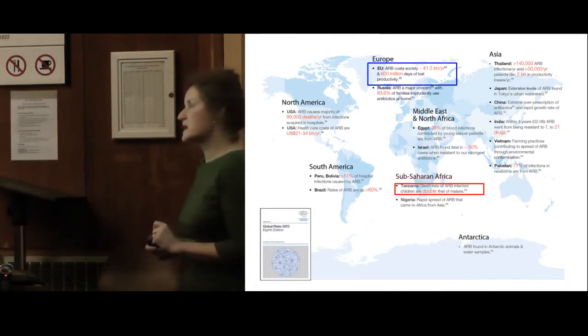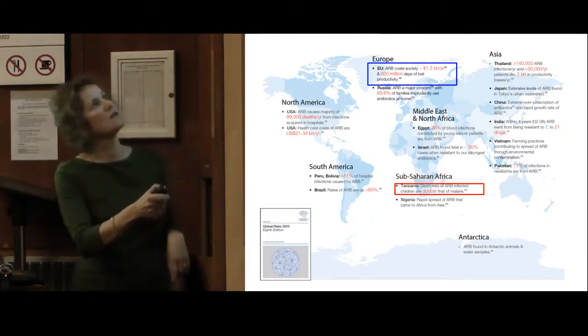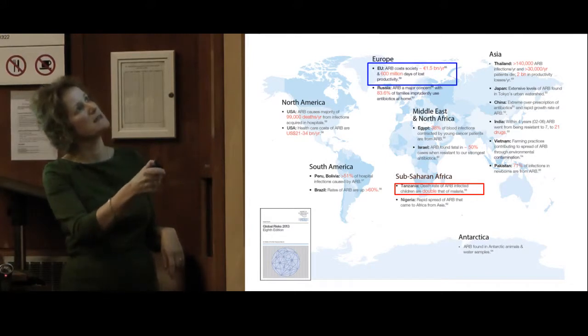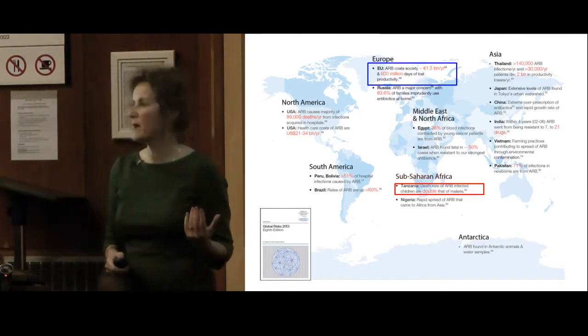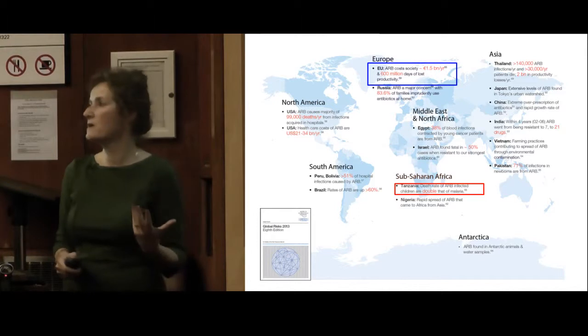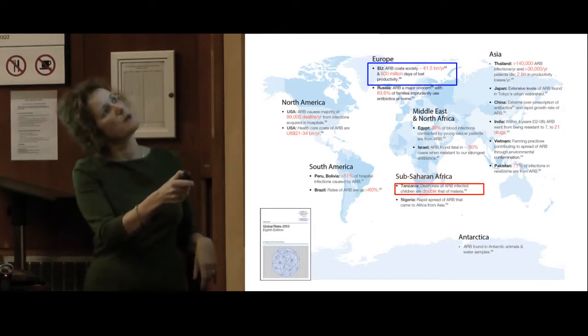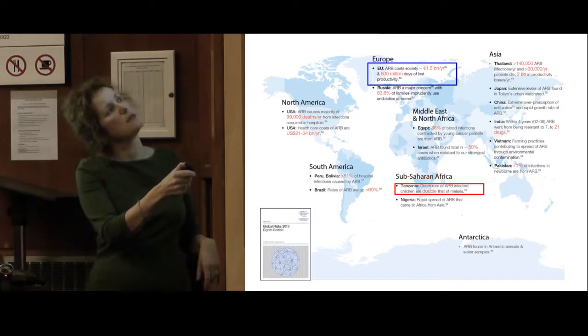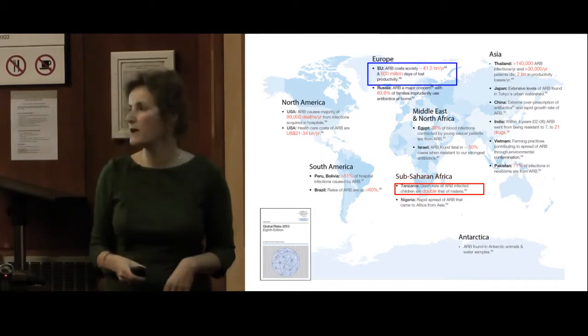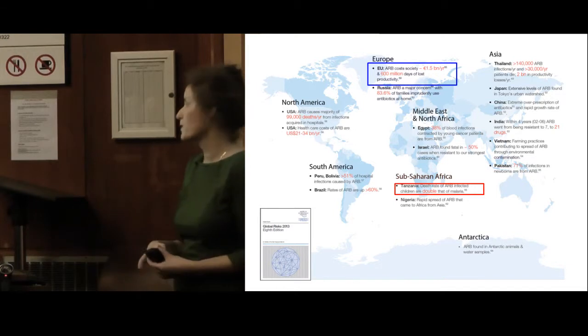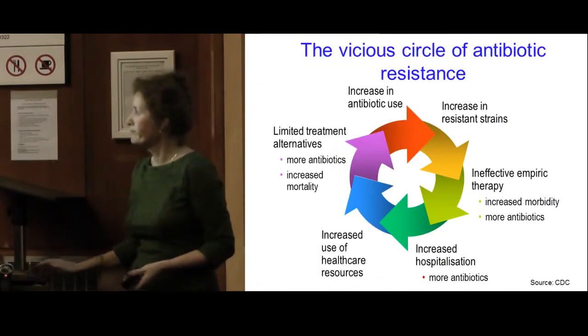I'm just going to draw your attention to one point on here. This is sub-Saharan Africa, Tanzania. Everyone's heard about malaria and how dreadful this is in low-income countries. In children, antibiotic-resistant bacteria gave them twice the death rate to that of malaria. So this is a massive problem all over the world.